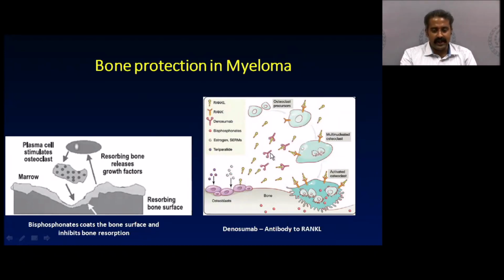So when the RANK ligand joins with the RANK, the osteoclast gets activated, and this causes osteoclastic activation and bone resorption. What denosumab does is, denosumab is an antibody against the RANK ligand, which prevents the combination of RANK-L and RANK, and thus it prevents the activation of osteoclast and further decreases the chance of bone resorption by osteoclast. So these are the two agents used for bone protection, bisphosphonates and denosumab.